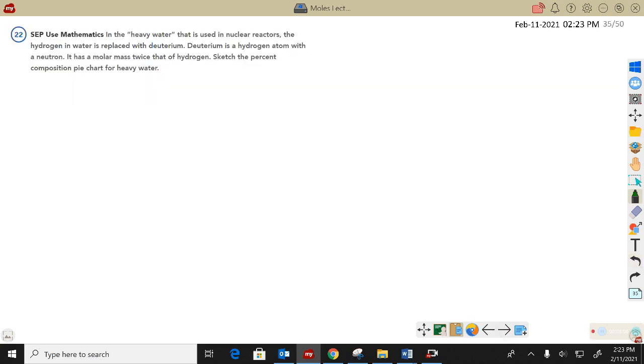So for example, here's 22. There is something called heavy water. Heavy water just has a different isotope of hydrogen. Most hydrogen is hydrogen mass 1, atomic number 1. So you remember these symbols that we used way back in the day, where the top number was the atomic number, and then on the bottom we had the mass.